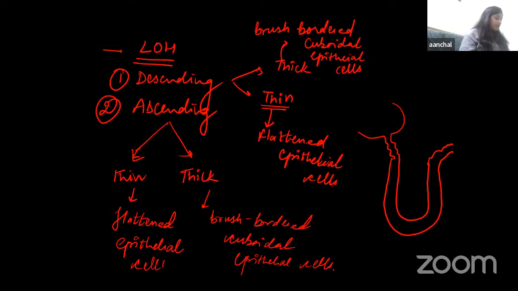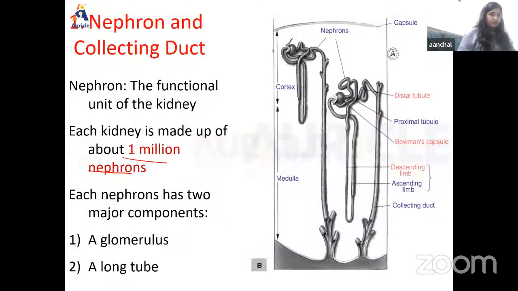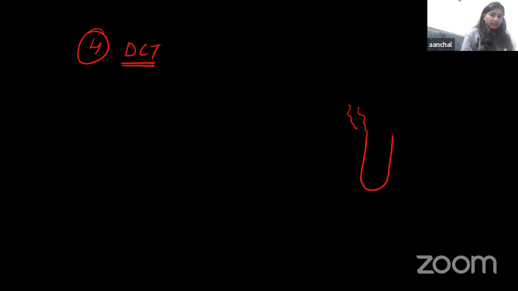Now the next we have DCT. Right? So DCT is the continuation of the thick ascending segment. As we have seen, if this is PCT, then we have descending, then ascending, then here we have DCT. So this DCT part is the continuation of the ascending thick segment of loop of Henle, right? Then again, it is in continuation with the collecting duct or collecting tubule.